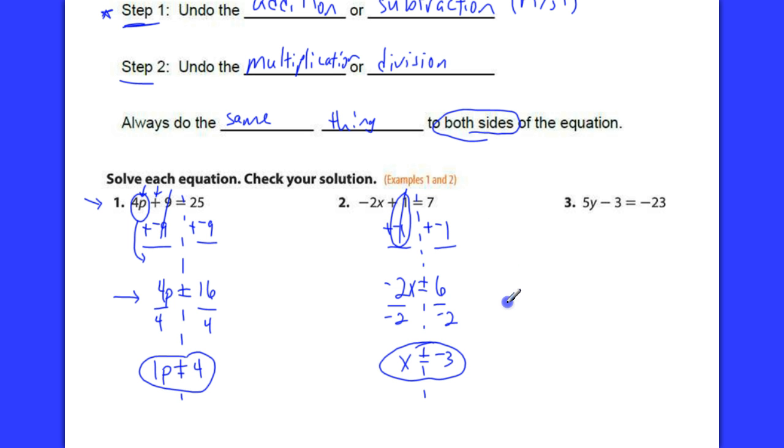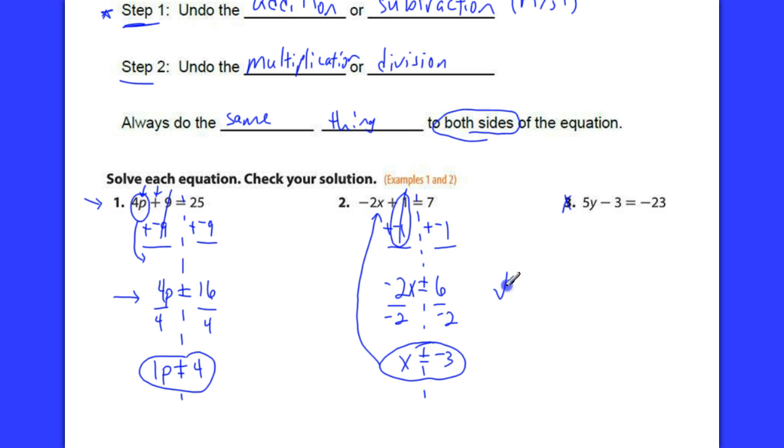Now, just to show you, we can check these, and you should. You should always check your answers on a test or an exit slip by substituting x into that value and see if it works. So I'm not going to work out number 3. I am going to use my check. I'm going to show you how to do the check over here.